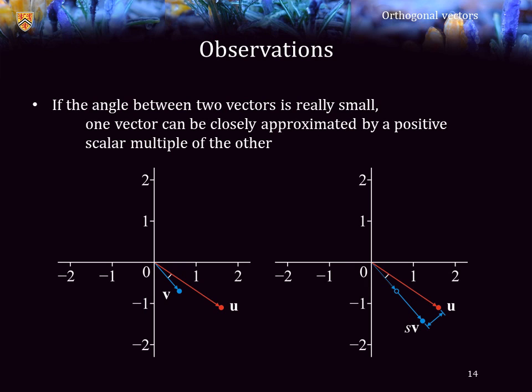Now, if the angle between two vectors is very small, then one vector can be very closely approximated by a positive scalar multiple of the other. For example, here we see the vectors u and v. The angle between them is small, and notice that approximately 2.5 times v is a very good approximation of the vector u. Similarly, 0.4 times u would be also a reasonable approximation of v.